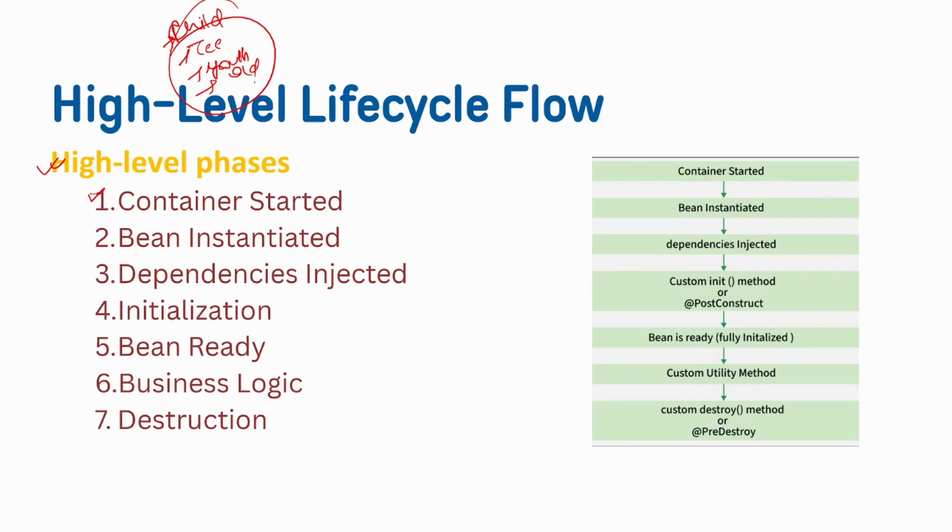For example, first the container is started, second the bean is instantiated, third dependencies are injected, fourth initialization, fifth the bean is ready, sixth business logic, and seventh destruction. So the container is started, the bean is instantiated, dependencies are injected, custom init or post-construct is called, the bean is ready, custom utility or business logic is called, and custom destroy or pre-destroy is called. Let's see each of the phases one by one in detail.